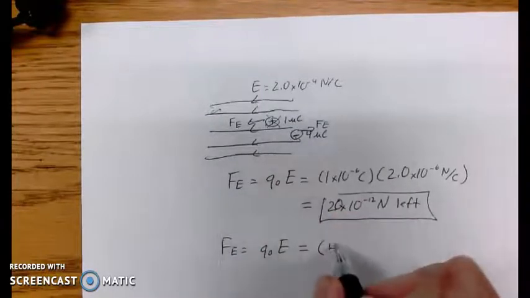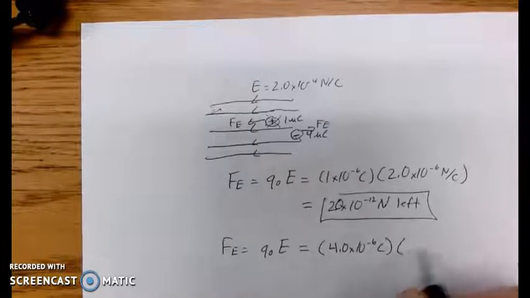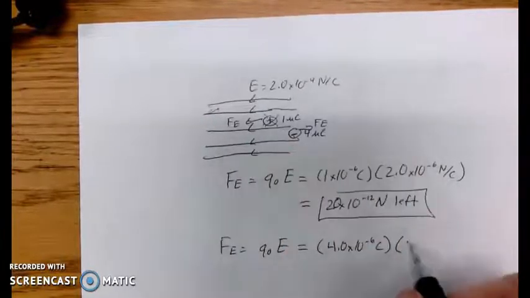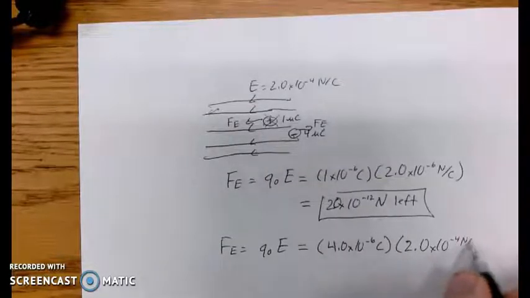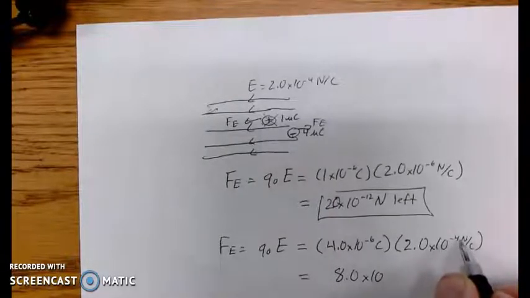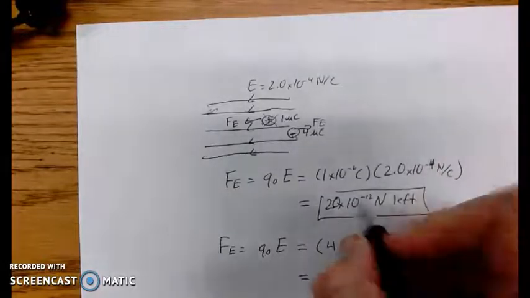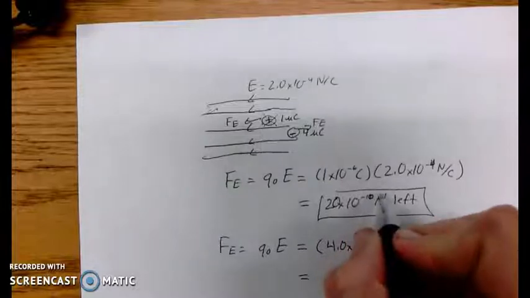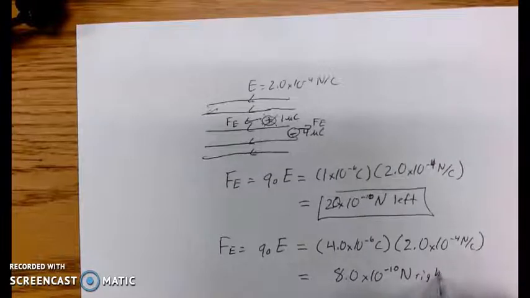That is 4 microcoulombs times this electric field. This is actually a pretty darn weak electric field. I should have made it bigger. 2.0 times 10 to the minus 4 newtons per coulomb. And that's going to give us 8.0 times 10 to the... Oh, what did I do? I'm an idiot. This over here. Shoot. Watch to the end of the video. 10 to the minus 6, 10 to the minus 4. So 10 to the minus 10 newtons.